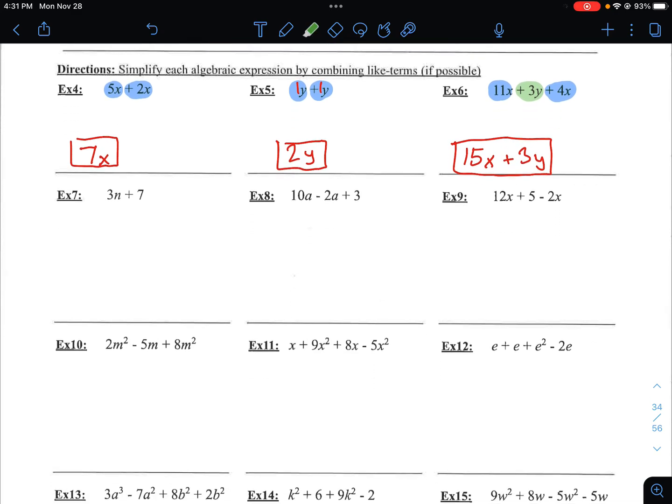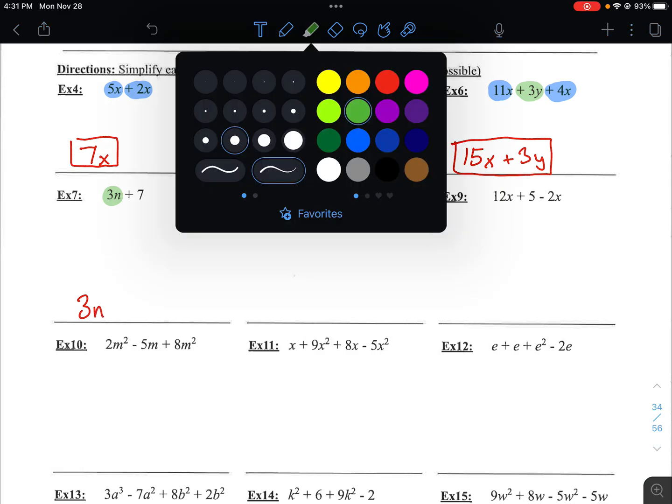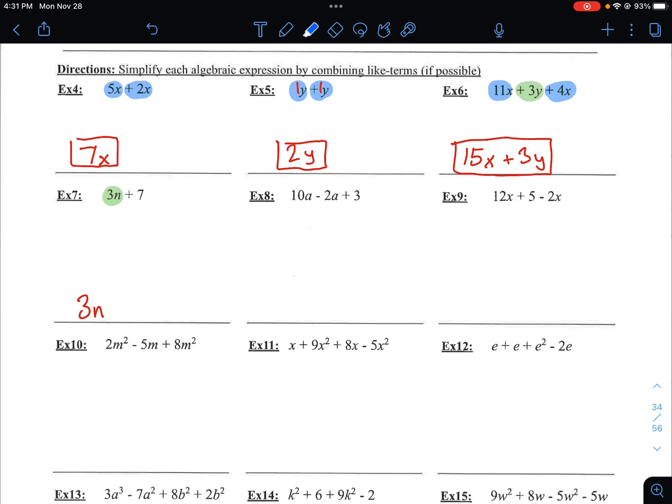Example 7. I've got 3n. Can I combine 3n? Any other n's? No, no other n's. So I'm just going 3n. And then over here I've got a 7. And there's nothing to combine that with, so I just write 3n plus 7.